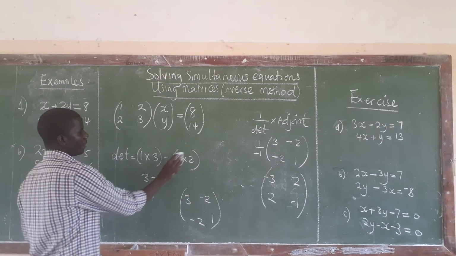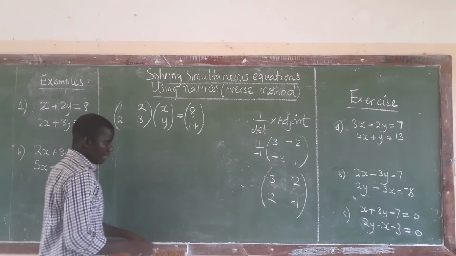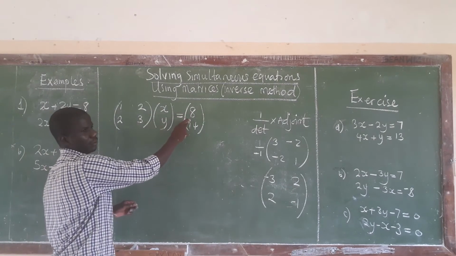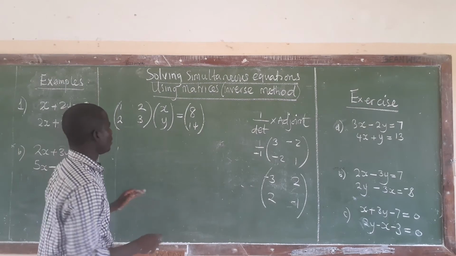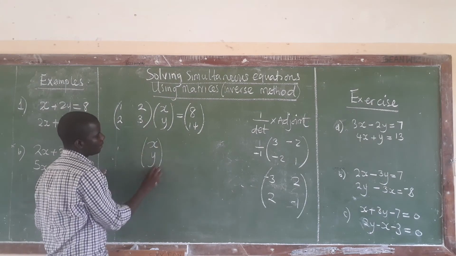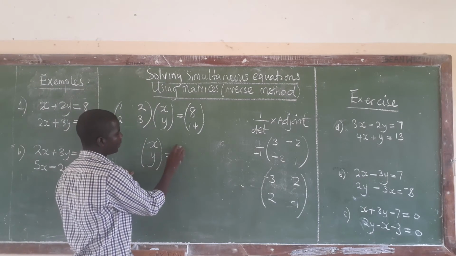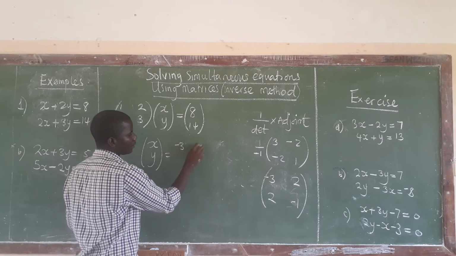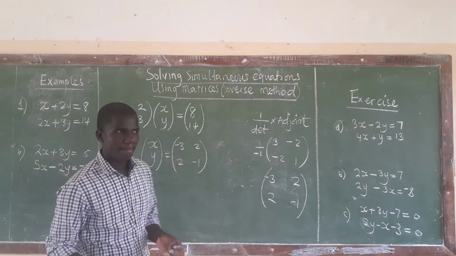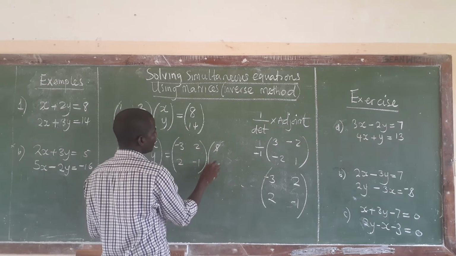So we come now to say that this inverse that we got, we need to multiply it by this one, like what I was demonstrating. From this point, we are going to get our x and y. Please follow me. Our x and y. Then we get the inverse and put it here: minus 3, 2, 2, minus 1. The inverse that we got. After that, we multiply it by 8 and 14.